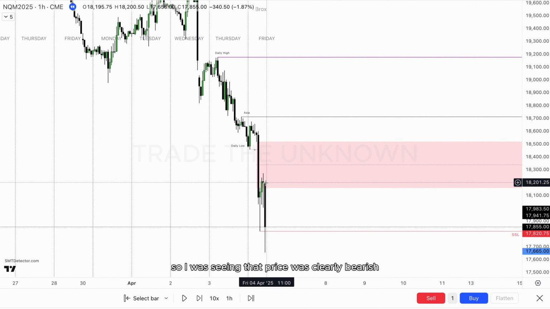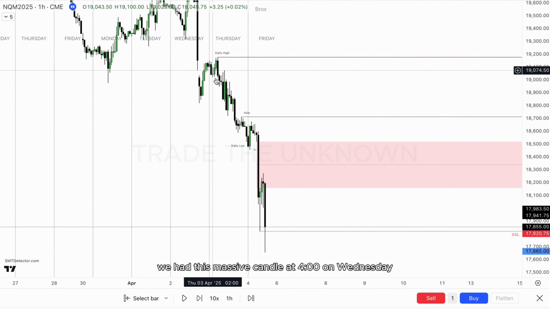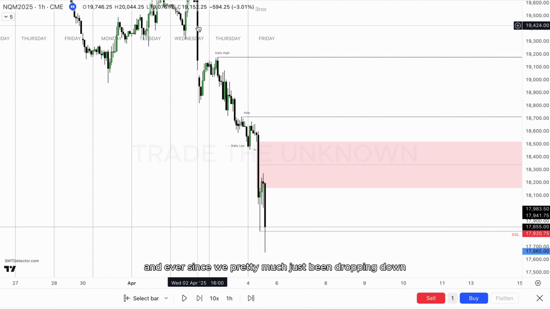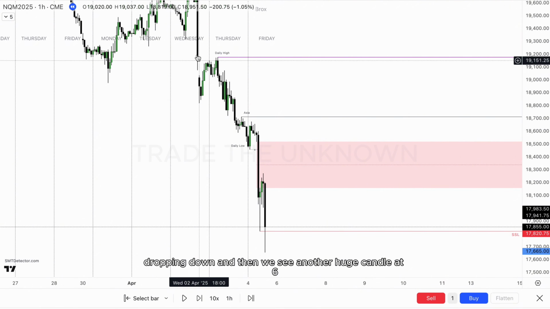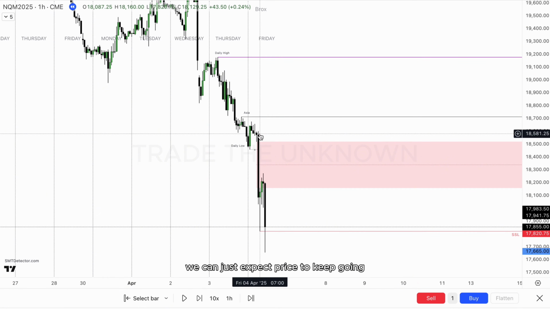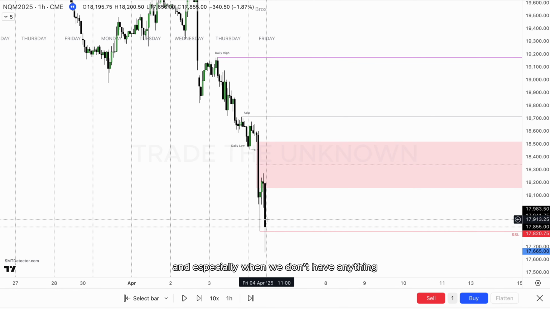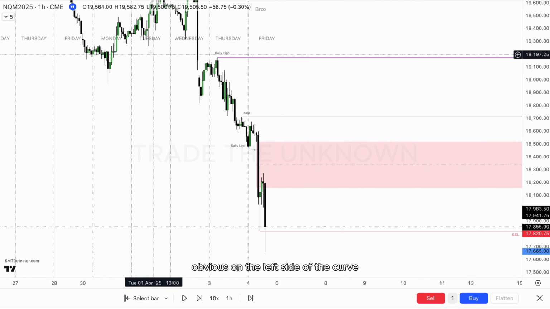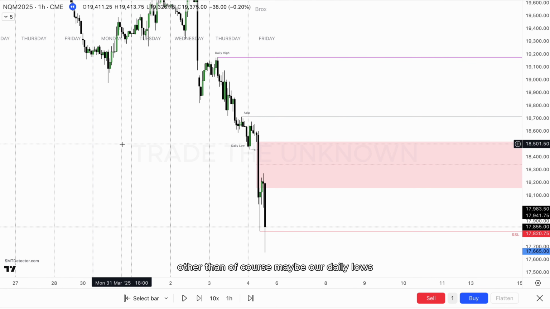So I was seeing that price was clearly bearish right here. We had this massive candle at 4 o'clock on Wednesday, and ever since we've pretty much just been dropping down, and then we see another huge candle at 6, and at this point you just don't fight the order flow because we're clearly bearish. We can just expect price to keep going, and especially when we don't have anything obvious on the left side of the curve other than, of course, maybe our daily lows.